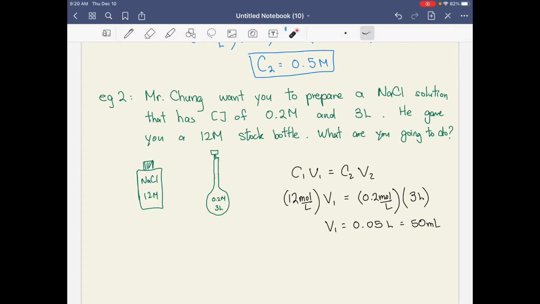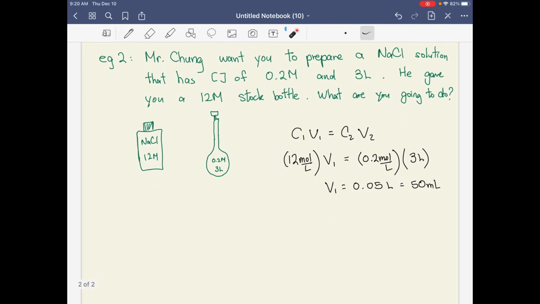So to finish off this question, you need to know how much water you're going to add, because your target is 3 liters. So 50 milliliters, let's go back to liters: 0.05 liters plus something will give you 3 liters. And obviously, this something is going to be 2.95.